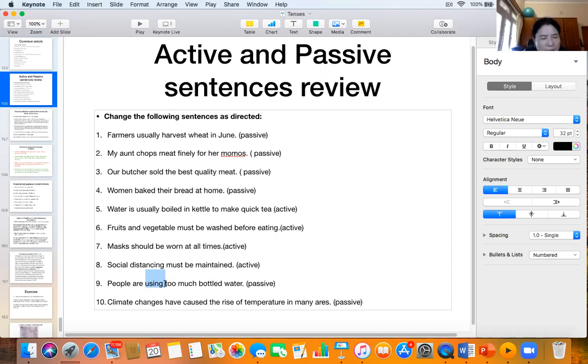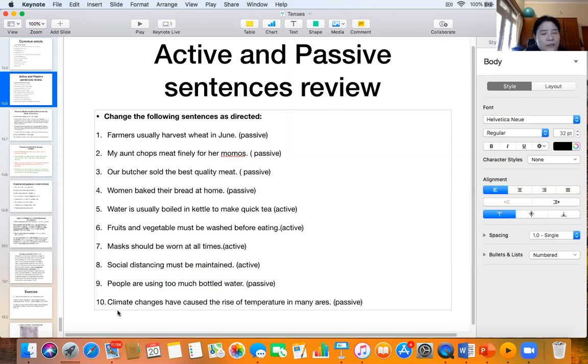When there is an adjective here, use this, because it's coming before a noun. So adjective, noun, because this adjective is describing the noun there. All right. What about number 10?